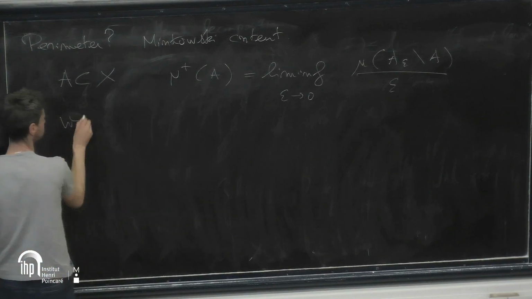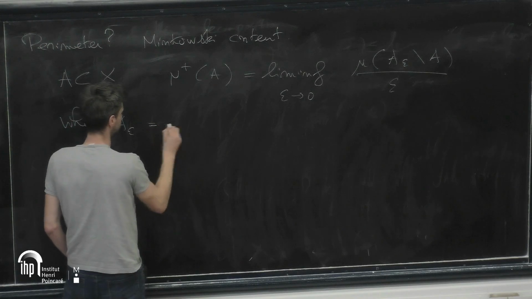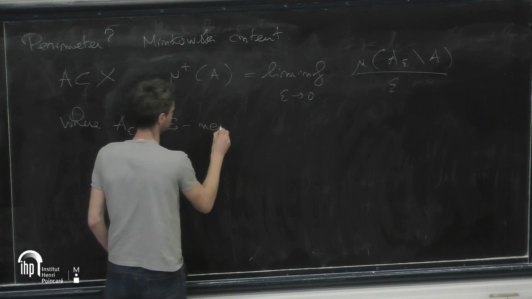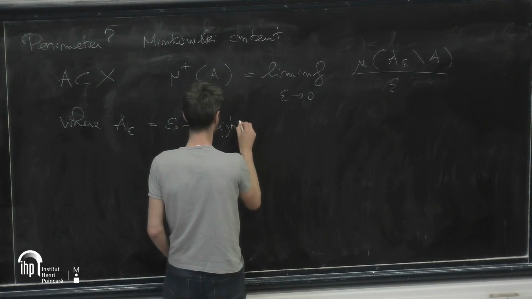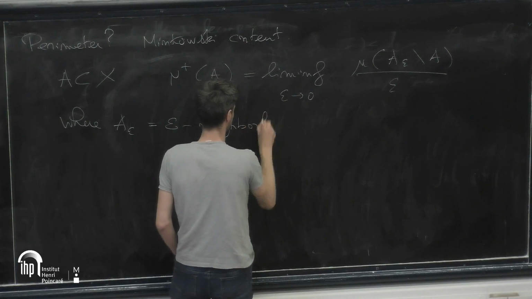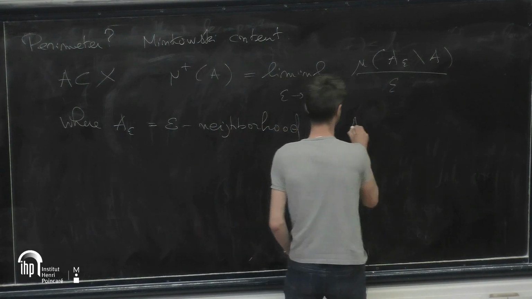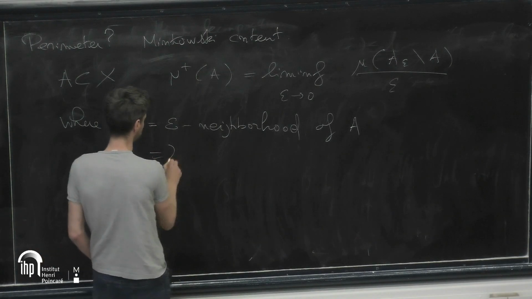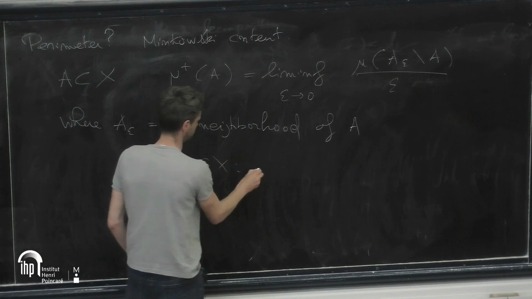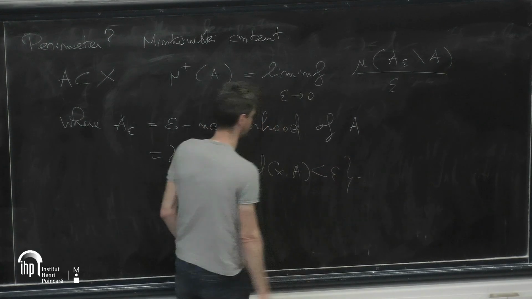where A epsilon is the epsilon neighborhood of A. So namely, this is the set of points which are at distance less than epsilon from A.